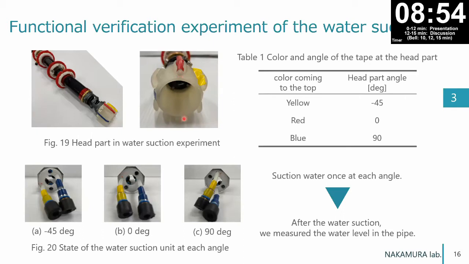In figure 19, we put cloth tape at the head part to experiment with each angle. Table 1 shows the angle of the head part when each color comes to the top. Figure 20 shows the state of the water suction unit at each angle. The water suction experiment is conducted once at each angle. After water suction, we measure the water level in the pipe.